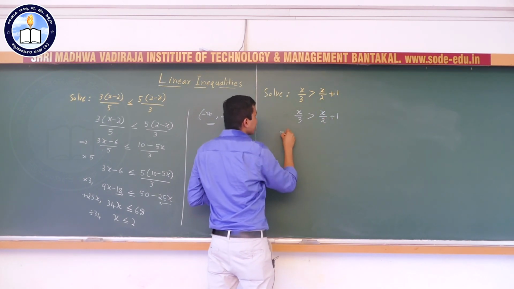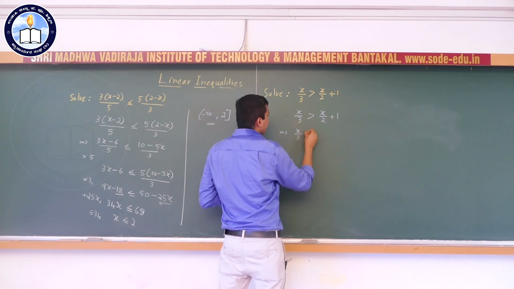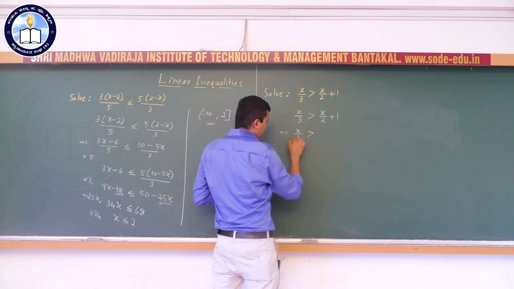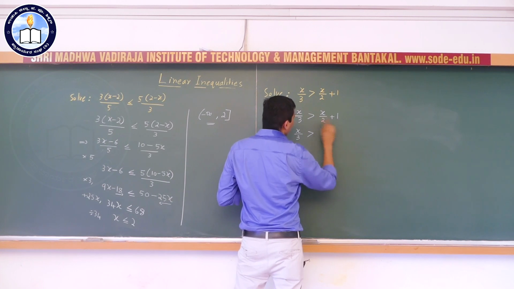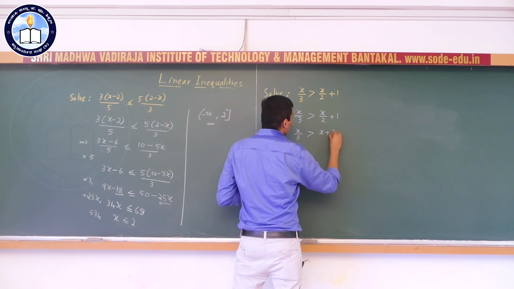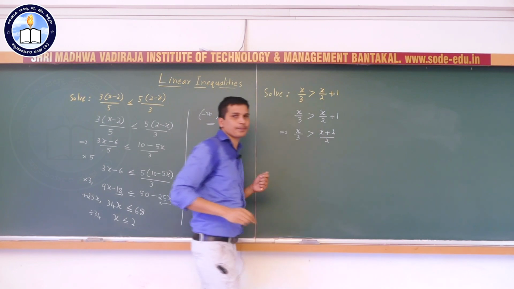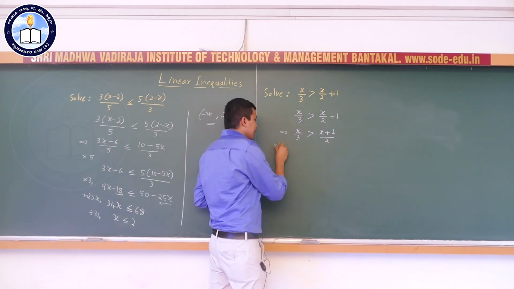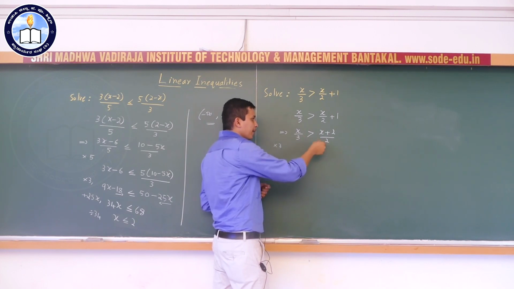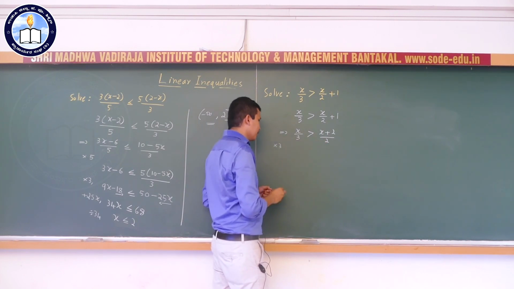So what it implies, first I'll simplify each side. Here the common denominator is 2, so it is (x plus 2) whole divided by 2. Now the actual part: you're going to multiply by 3 and then multiply by 2 on both the sides. That is your method.